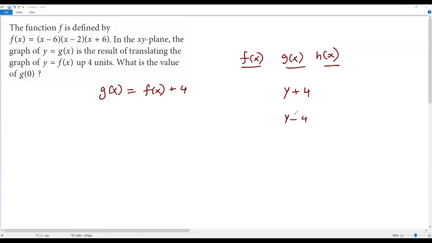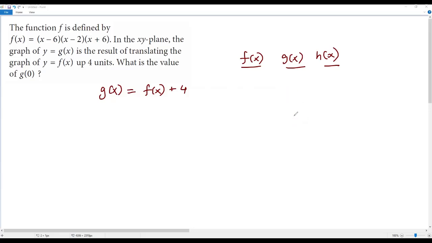Because vertically, translating up or translating down will always result in changes to the y value. If it moves up, we have to add the number of units it moved up to the y value. In case it is moved down, the value has to be subtracted from the y coordinate.